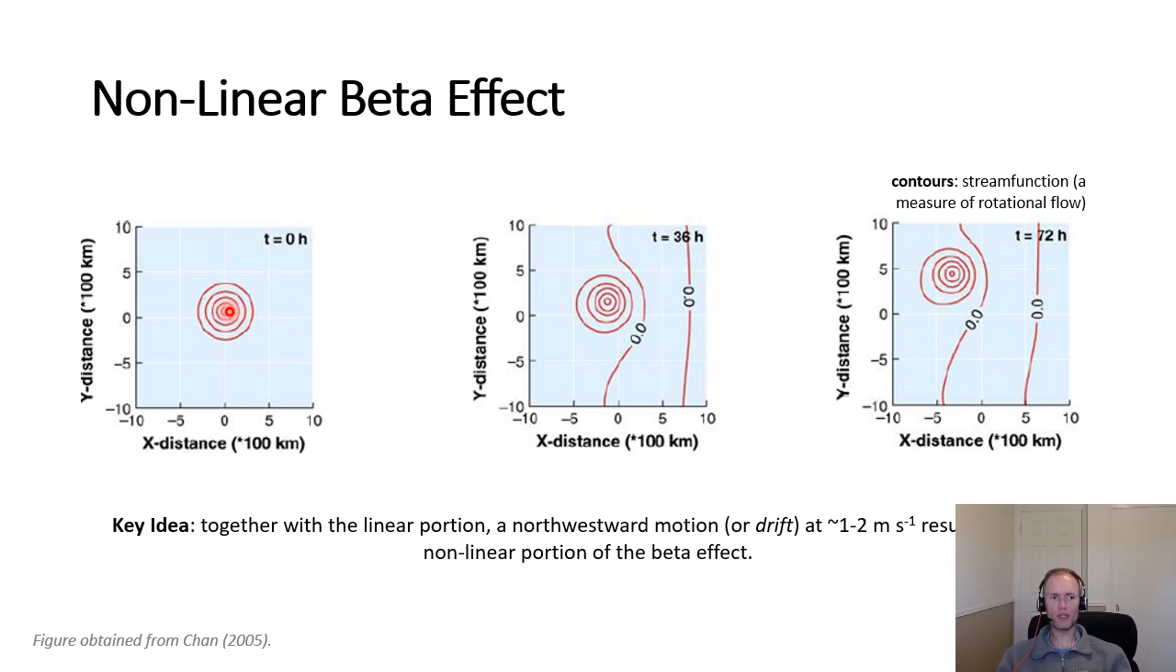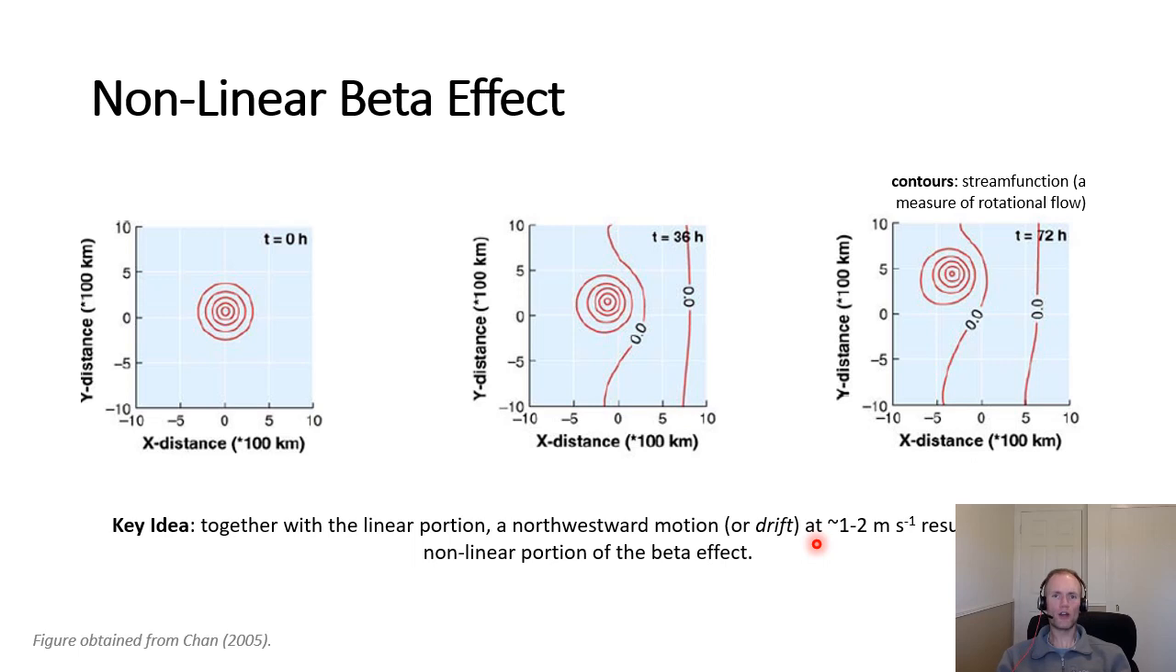We start from the same place with the same vortex as before at t equals 0 hours. As we go to 36 and 72 hours here, note that it progresses both north and west. Here it's roughly at about 4 to 5 on the y-axis and about 3 to 4 on the x-axis. Over the course of 3 days, it's moved several hundred kilometers. This is leading to a total component of steering that is on the order of 1 to 2 meters per second associated with the combination of the linear and the nonlinear portions of the beta effect.